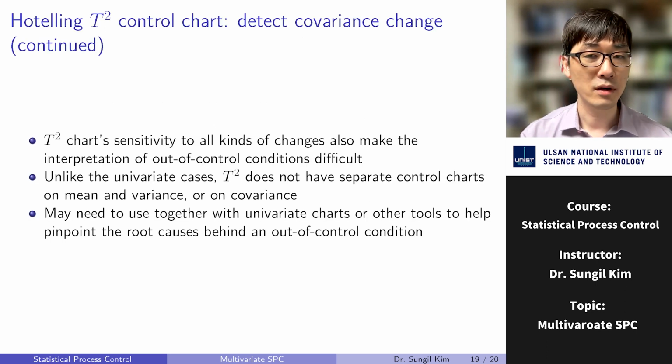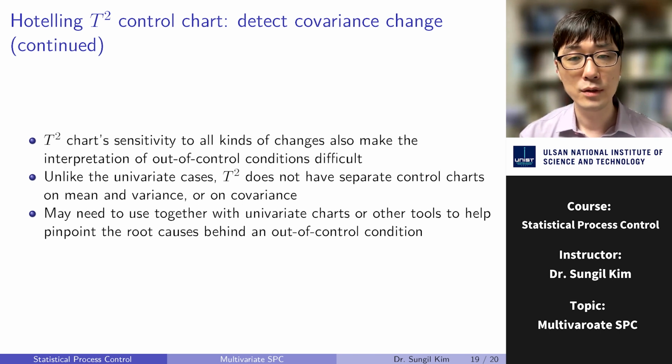However, because the T-square chart is sensitive to all kinds of changes, it also makes the interpretation of out of control conditions difficult. So unlike the univariate cases, T-square does not have a separate control chart on mean and variance or on covariance. Therefore, it is difficult to identify the root cause. So we sometimes need to use it together with univariate charts or other tools to help pinpoint the root causes behind an out of control condition.